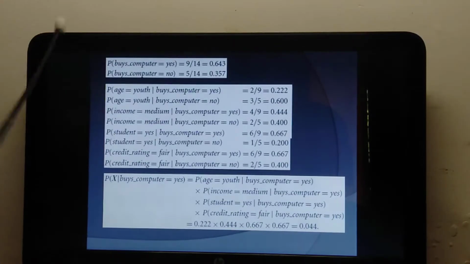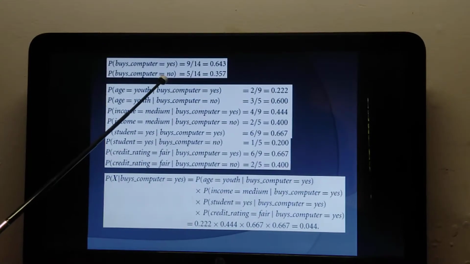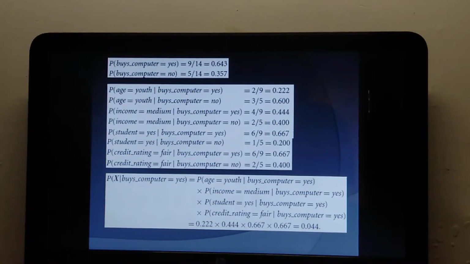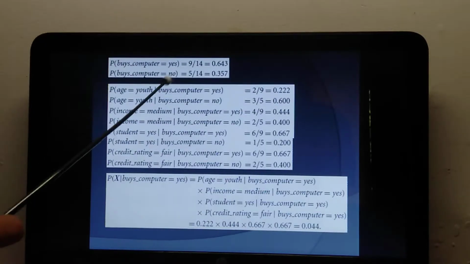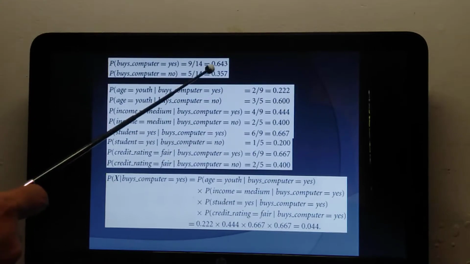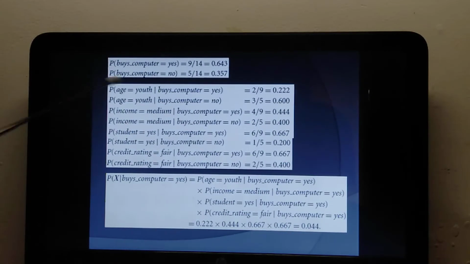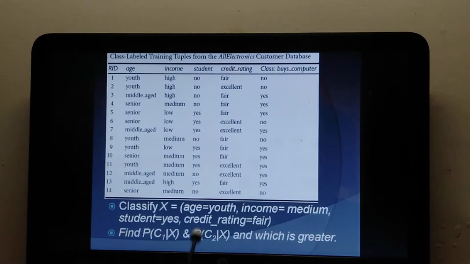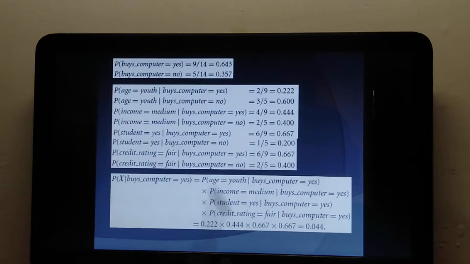We are going to first find the probability of class 1 and the probability of class 2. The probability of class 1 is 9 out of 14. We have already done this earlier. Look, we have got 9 yeses and 5 no's. So the probability of yes is 0.643 and the probability of no is 0.357, out of 14. Then we find out for age. We have already been given that the age is youth, income is medium, student is yes, and credit rating is fair. So only with these 4 values we are going to find the probabilities.